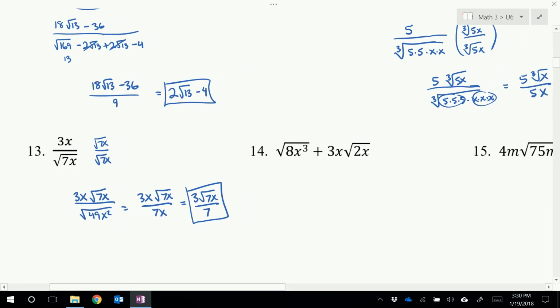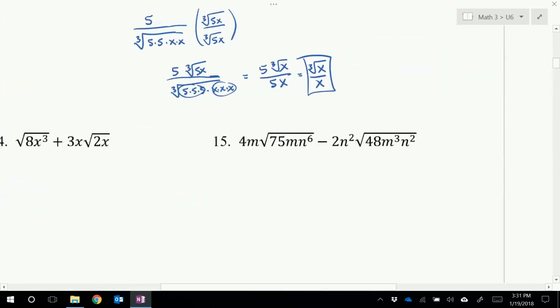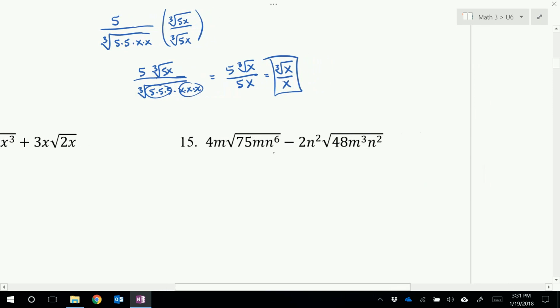We're going to skip 14 actually. 15. Here we're going to break down the square roots. 75 is 25 times 3, and 25 is 5 times 5. We got a pair of 5s there. We have 1 m and 6 n's. So 3 pairs.